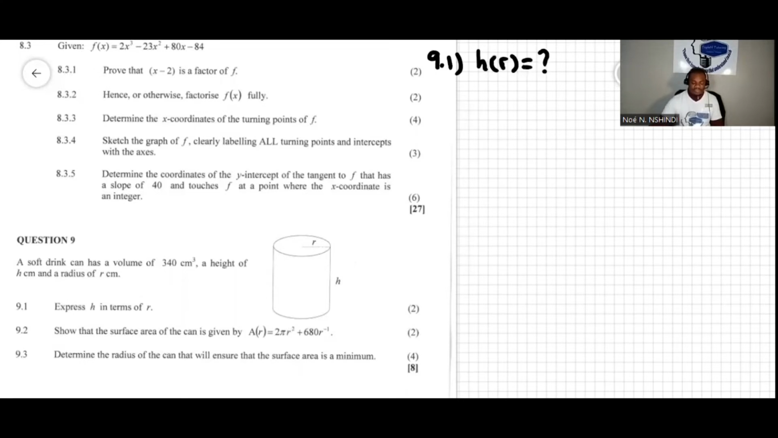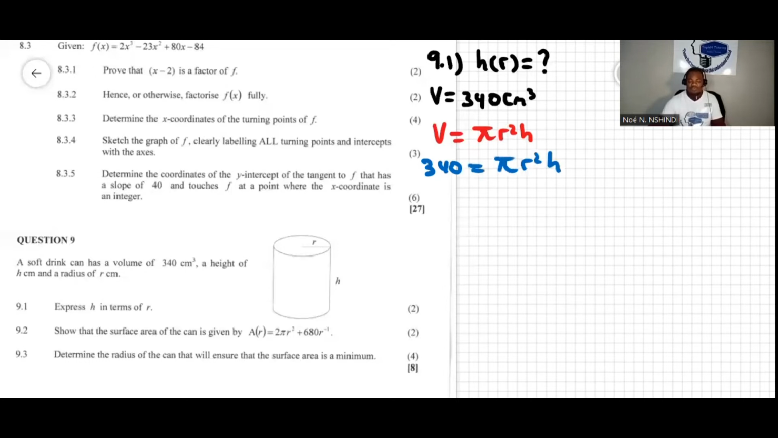We are given that the volume is equal to 340 centimeter cubed, the height is h and the radius is r. We know from the definition that the volume of a cylinder, because a can has a cylinder form, is given by pi r squared h. That's the volume of a cylinder, and then we can substitute. The volume is 340, and then pi r squared h.